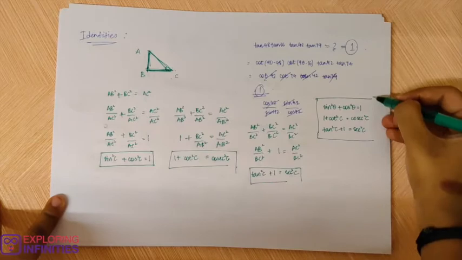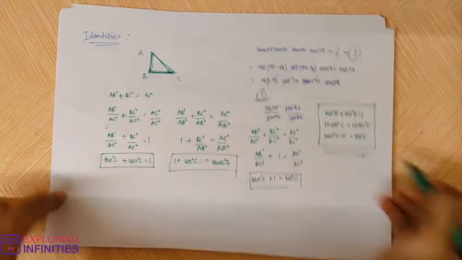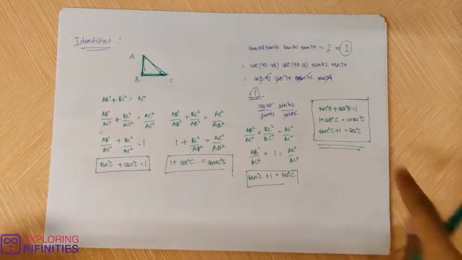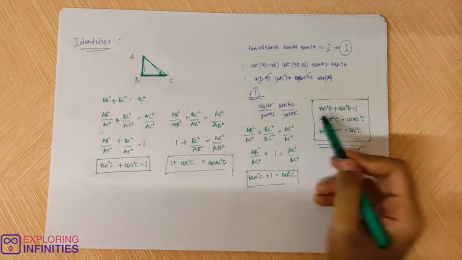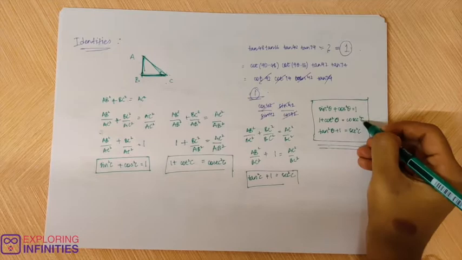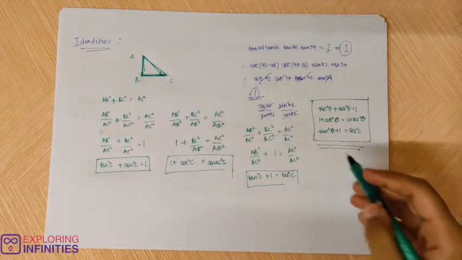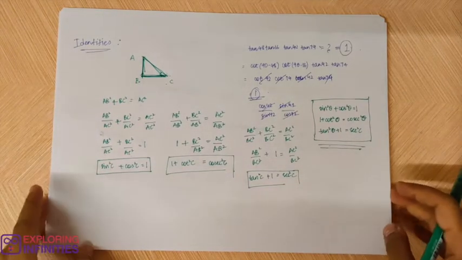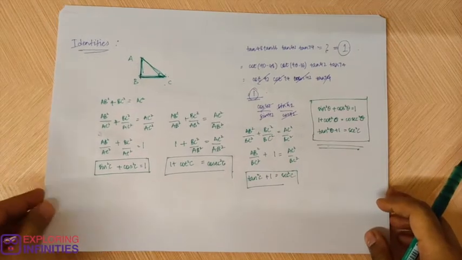So these three identities are extremely important and you should always remember them. What are these? Sin square theta plus cos square theta is equal to 1. 1 plus cot square theta is equal to cosecant square theta. 1 plus tan square theta is secant square theta. So now we'll solve a few questions so that this concept stays in our head.